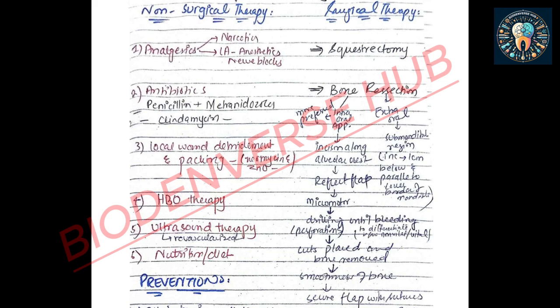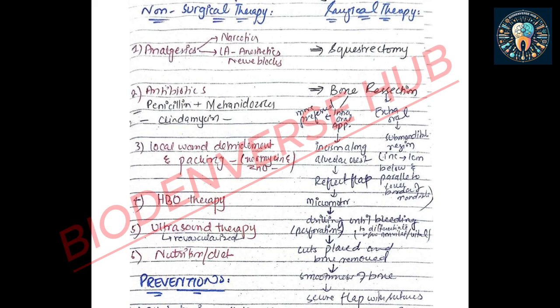After the drilling and perforation procedure is done, these osteotomy cuts are placed and the affected bone is removed along with a margin of unaffected bone. The remaining bone is smoothed out and then the flap is secured with sutures. So this was about the intraoral approach.